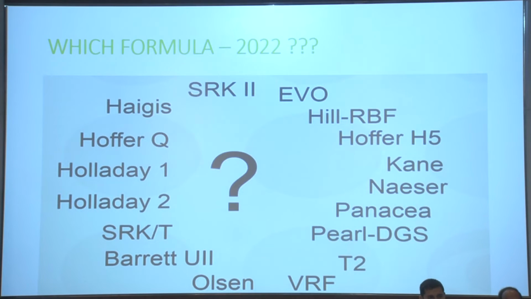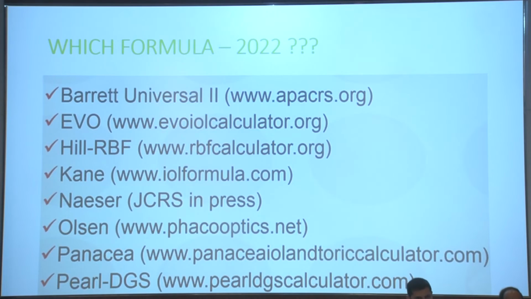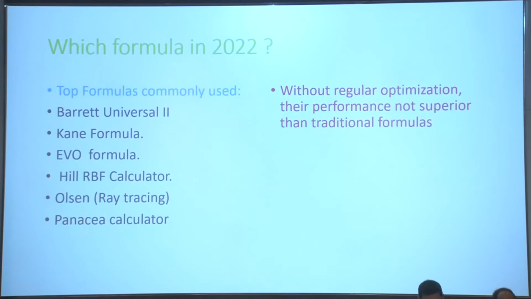At present, the majority of these formulas are available online without any charge. So we have accessibility to all of them, but how to go about it? In the present scenario in the world, the top formulas commonly used are Barrett Universal 2, Kane formula, EVO formula, Hill RBF calculator, Olsen formula and Panacea calculator. But most importantly, without regular optimization of their performance, no one is superior to the traditional formulas.